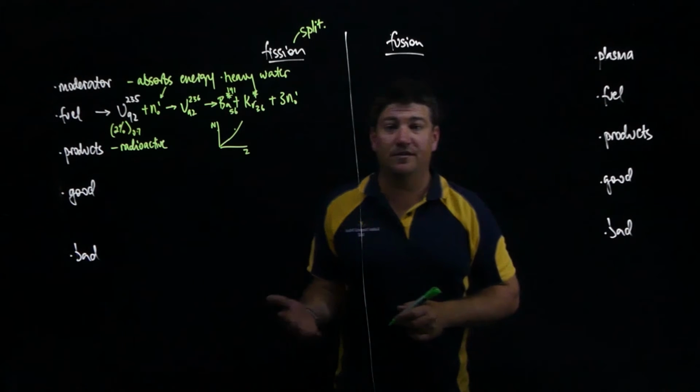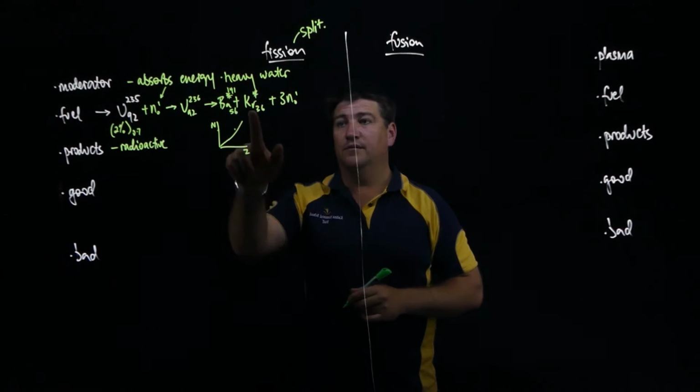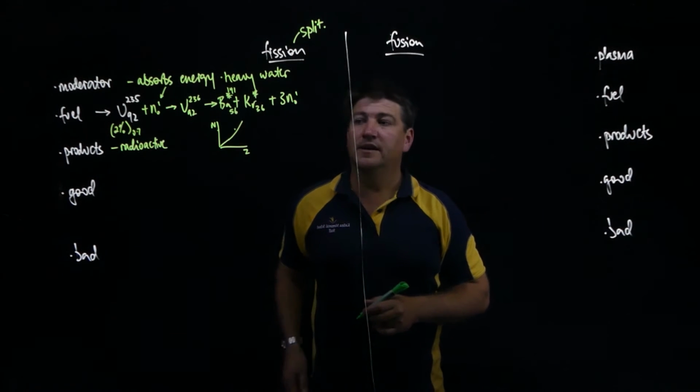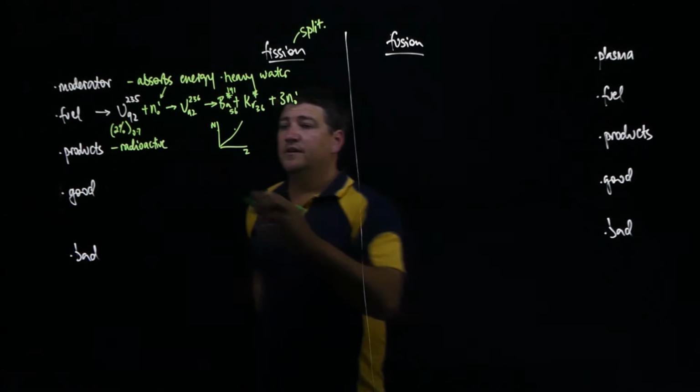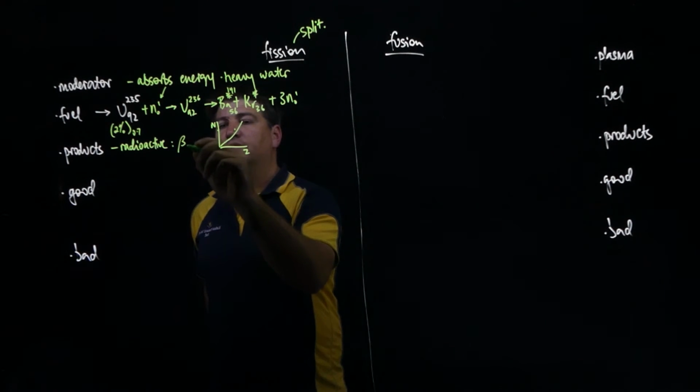It's way above that line of stability, so it's going to undergo decay. Kryptons, same deal, they undergo decay, and they'll give off beta particles. So these two will give off beta minus.